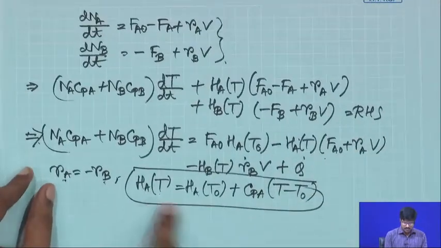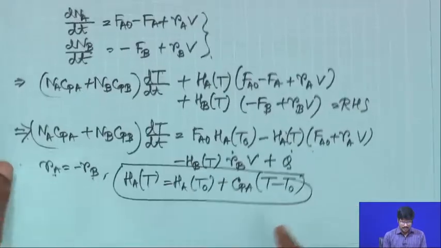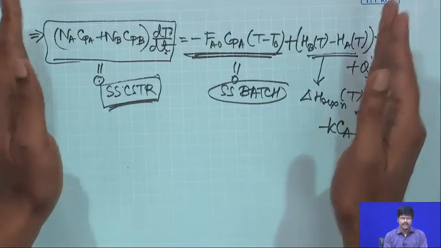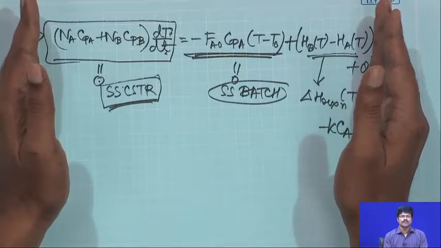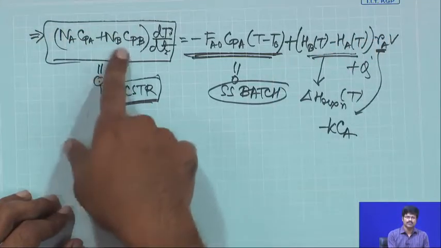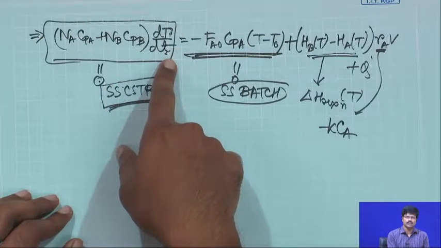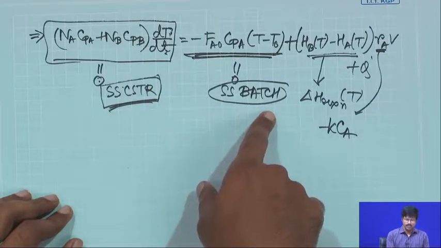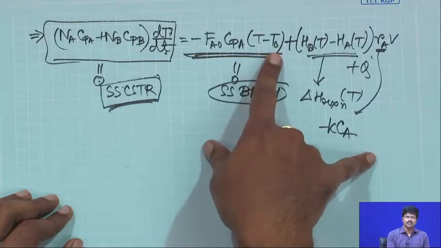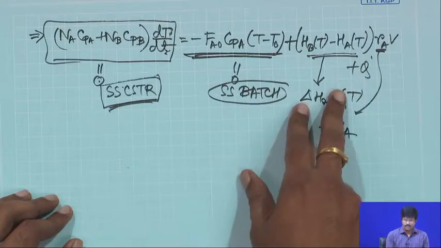And then we had certain expressions that we replaced into this particular equation, and ultimately we arrived at this expression for the energy balance. And this is a quite general expression, in the sense that if you have a steady state CSTR, then this term goes to 0, because the temperature does not change with time. For a batch reactor, this term goes to 0, because the molar flow rate in is 0, and T0 is the temperature of the inlet.